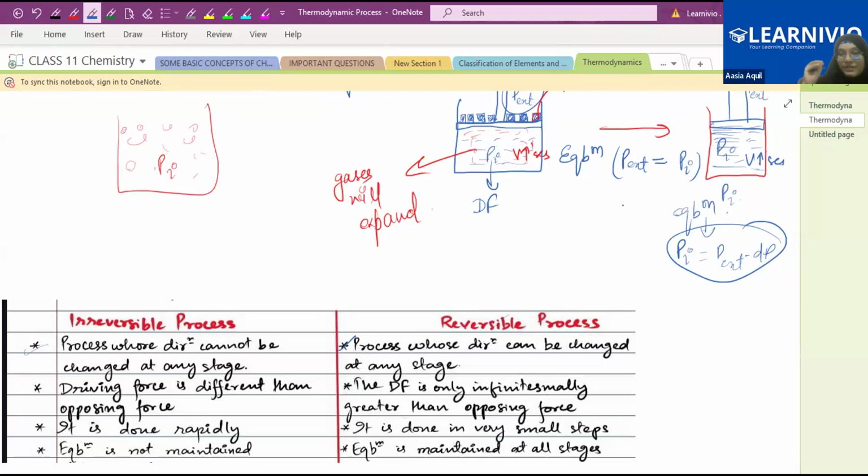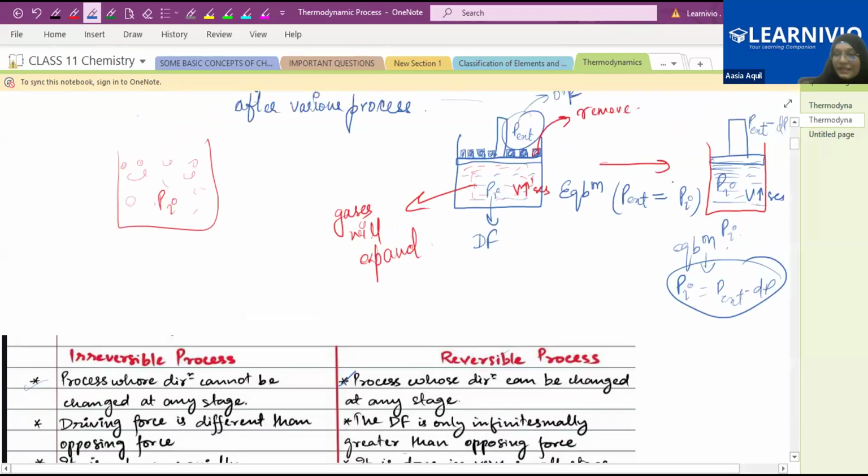So just remember, in a reversible process, because each and every step will follow equilibrium, P internal will equal P external, right? So here you can say this is P internal, but this is P external minus dP. So something is being subtracted here. So that's the equilibrium, and that's why P internal, which is the driving force, is greater than P external, which is the opposing force, in the reversible process. Got my point?